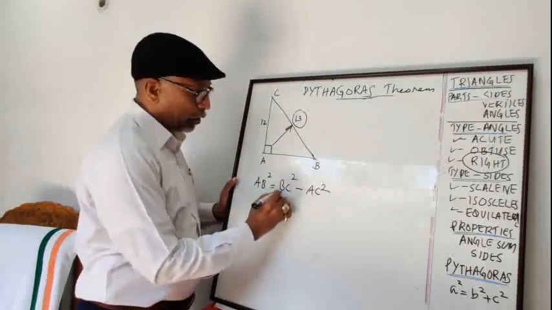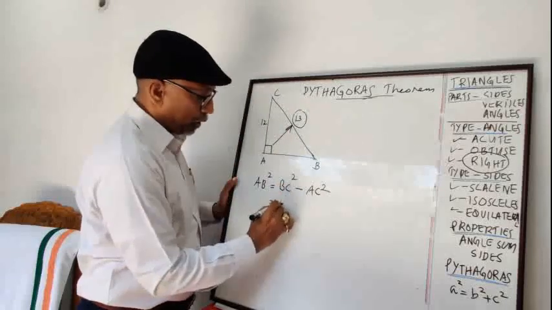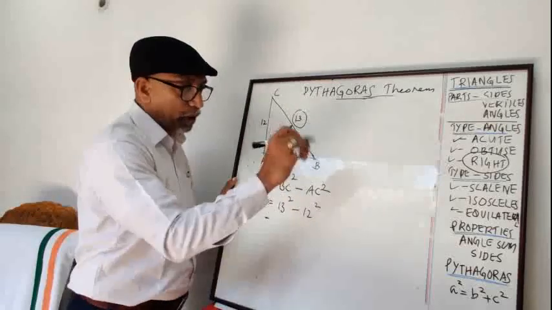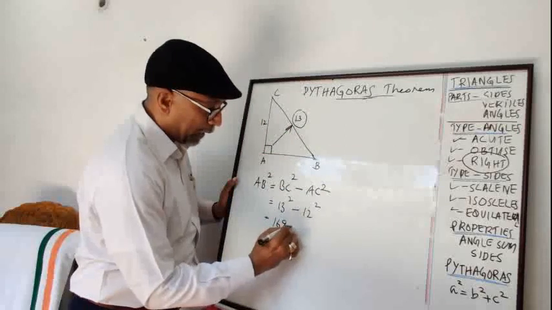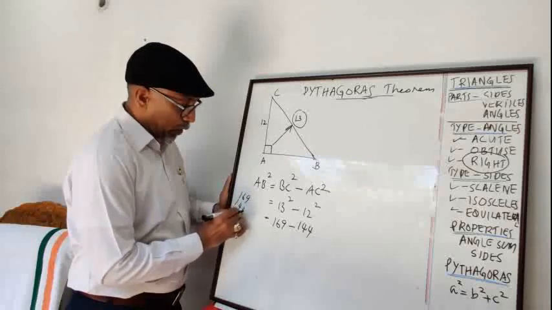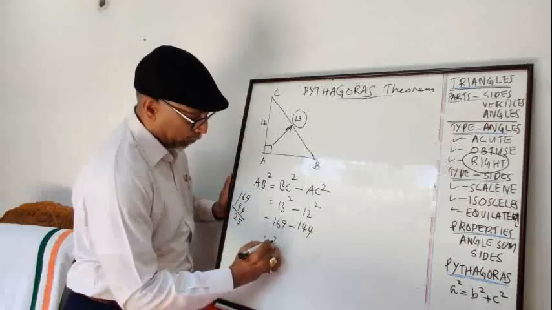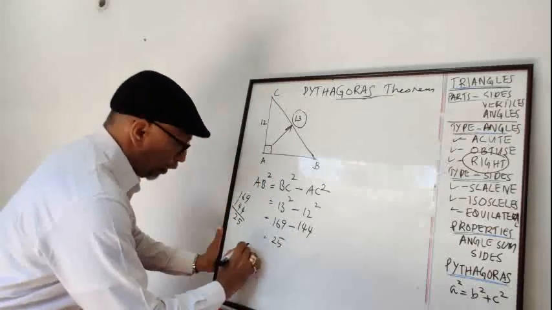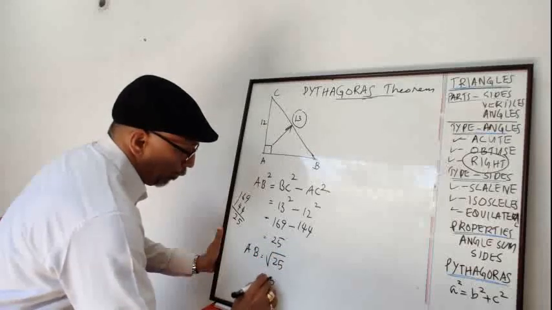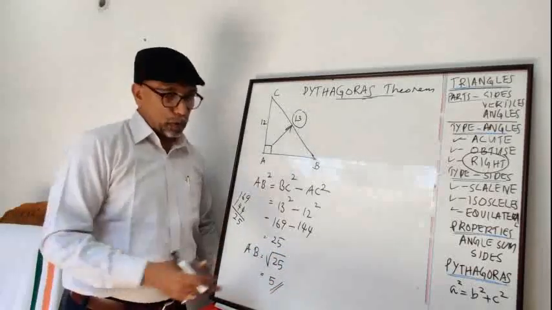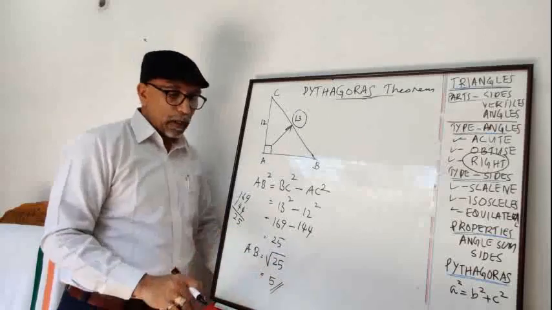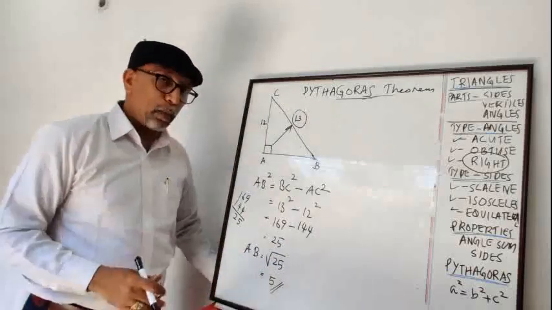So what is this one? AB square is equal to BC square, which is 13 square, minus AC square, which is 12 square. So 13 times 13, you multiply, you will get 169, minus 144. If you subtract 169 minus 144, you will get 25. So AB square is 25. So AB is equal to square root of 25, which is equal to 5. You learned this one earlier, so I don't have to teach you this one, right? This is the way you have to write it. I want you to write like this while doing the exercises, while doing the worksheets.